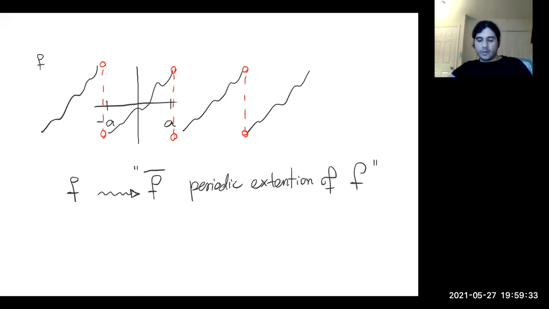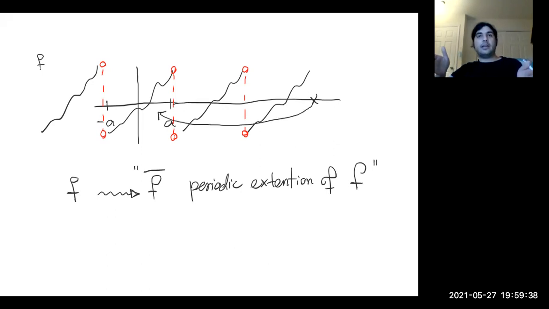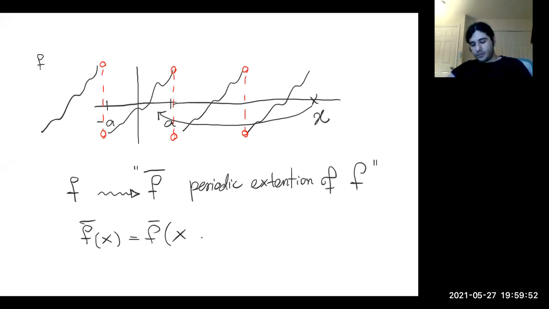Okay, so if we want to know the value of f at any point, we can just bring it back. Here the period is 2a. For example, if we want to see the value of f bar at x, we can subtract some integer multiple of 2a until the point comes into this interval. And then we know the value of the function at that point, which would be equal to f at that point. This is one type of way that we can extend the function.